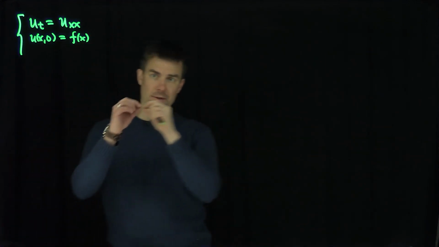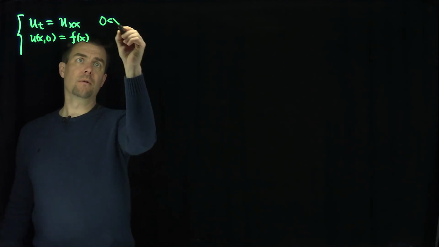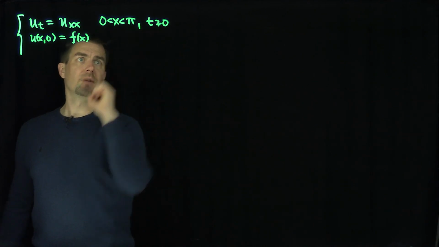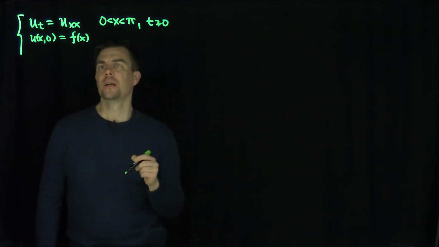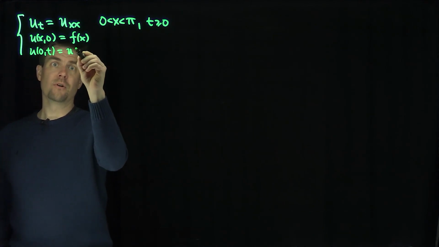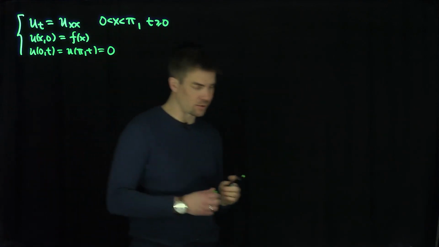In other words, I know the temperature at time 0 along the x-axis. This is going to be valid for x between 0 and pi and t greater than or equal to 0. That's the domain of our boundary value problem. And I would like that u of 0, t to be equal to u of pi, t to be equal to 0. So physically, what does this represent?